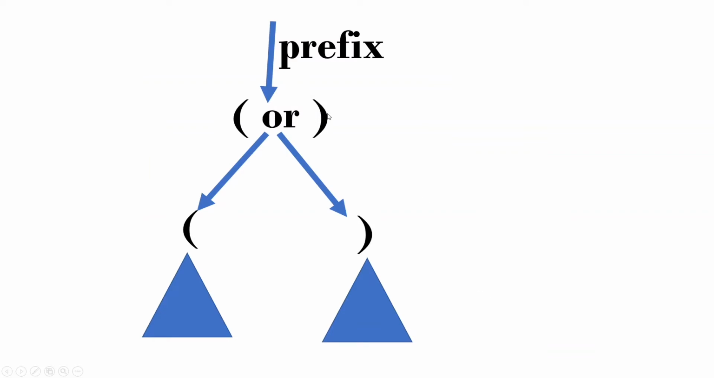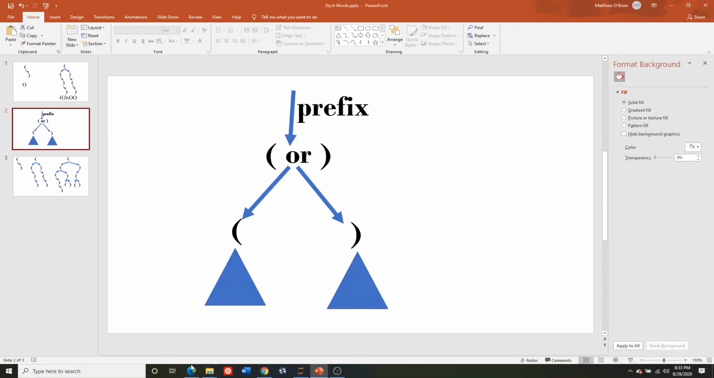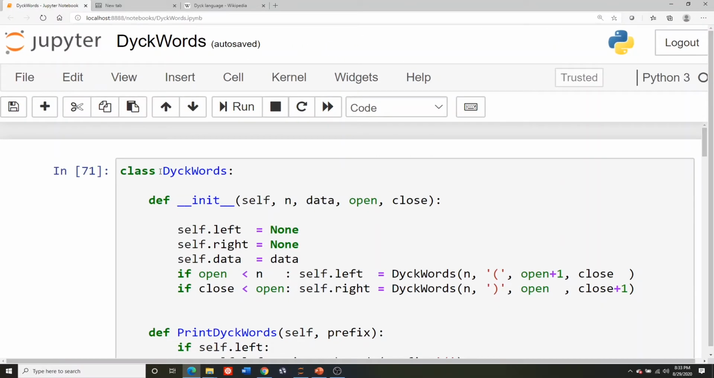If you think about that recursively, it's a really simple algorithm. You just keep track of the prefix, and then every node is either a left parenthesis or a right parenthesis, and then you just recursively create a tree to the left or to the right. Let me show you what that Python code looks like. Here's the Python code that implements that.